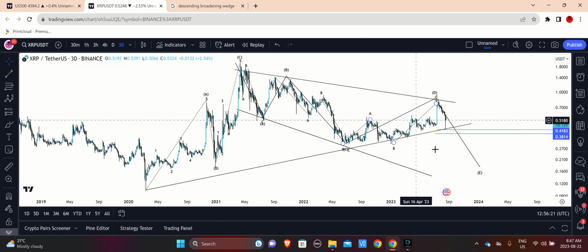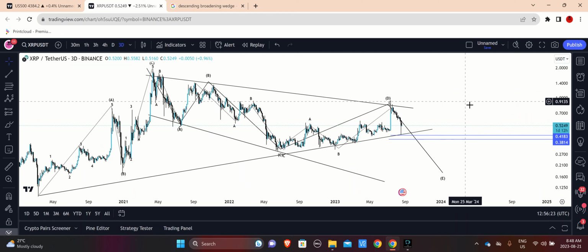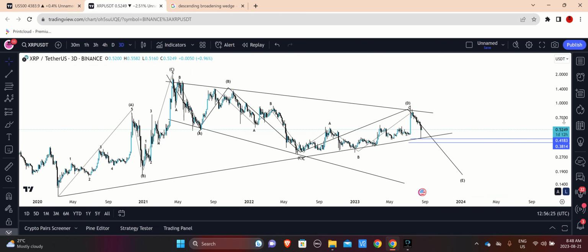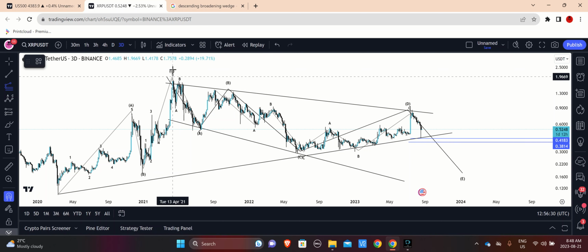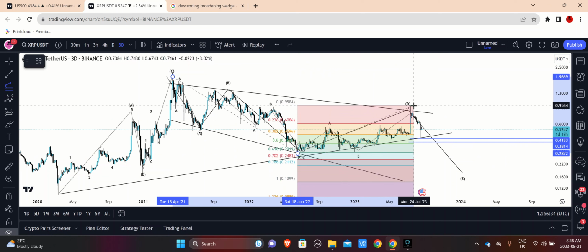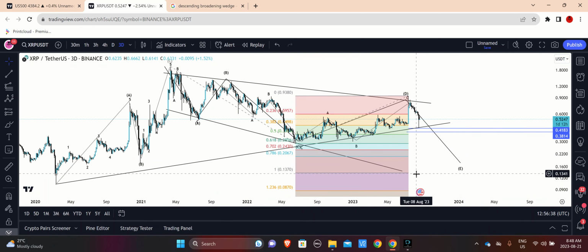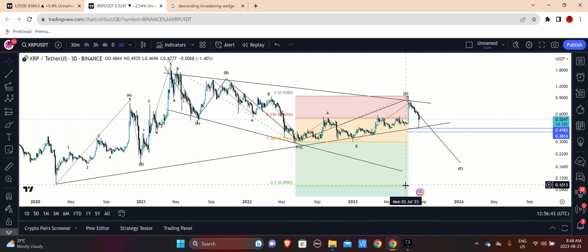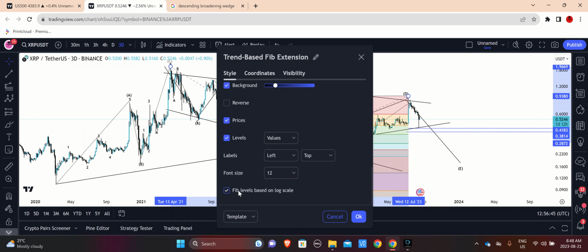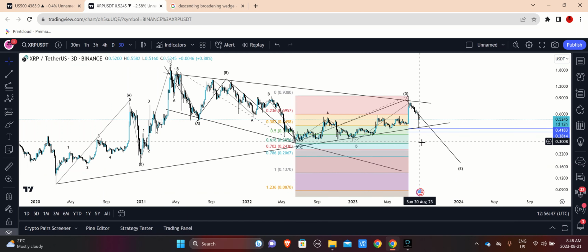Now if we were to break 38 cent, then what would our E wave target be? Well, we can take our trend-based fib from the top of the correction down to C and up to the top of D over here. And your 100% sits at around 13.70.